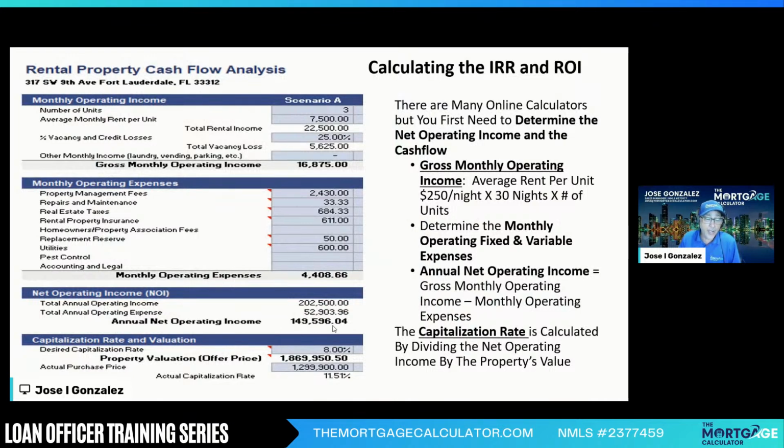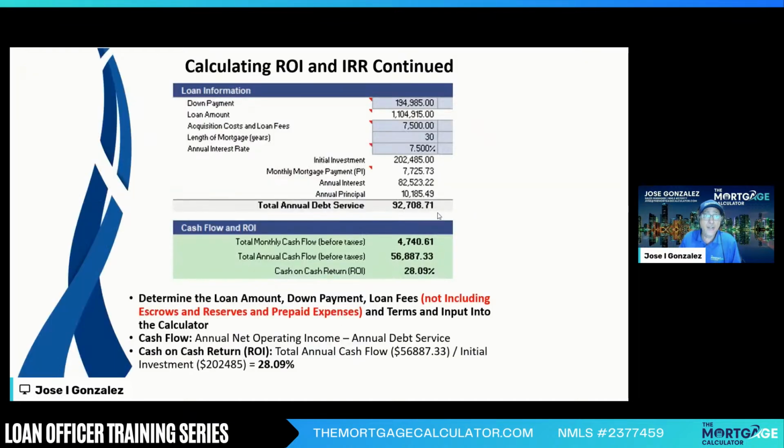annual net operating income 149,596.04, and you subtract the total annual debt service of 92,708.71 to arrive at our annual cash flow before taxes of $56,887.33. And then on a monthly basis, it's $4,740.61.